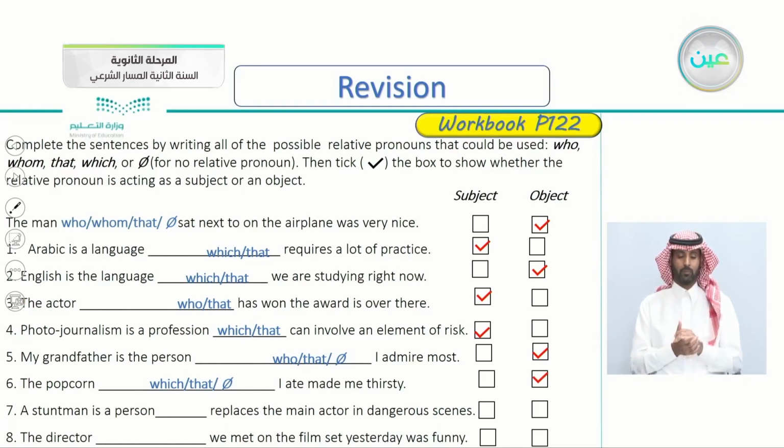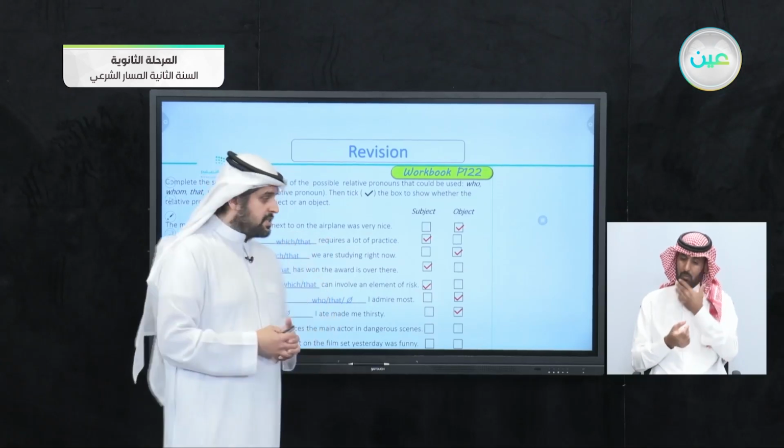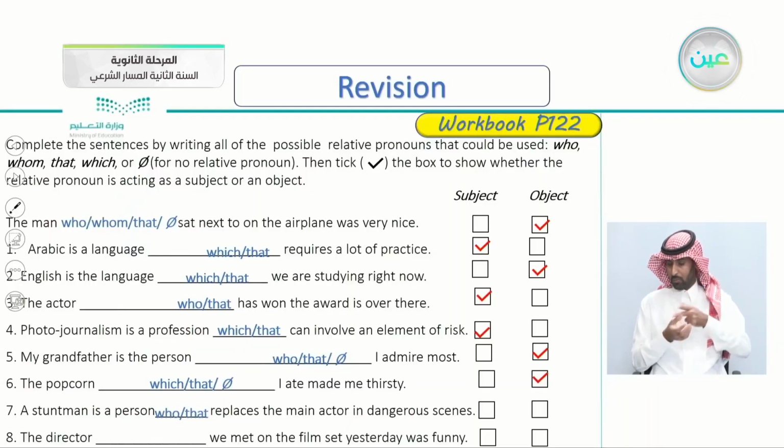Number seven, a stuntman is a person who replaces the main actor in dangerous scenes. So we know the stuntman, the person who takes the place of the actor who looks like him in dangerous scenes. So, yes, who or that replaces the main actor.